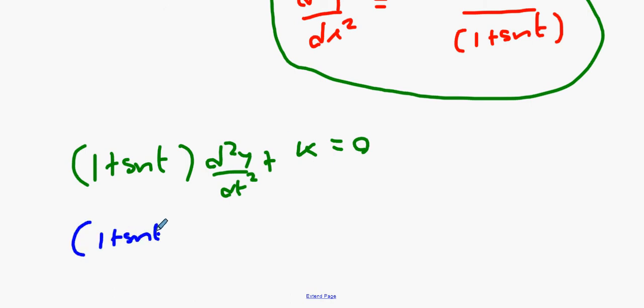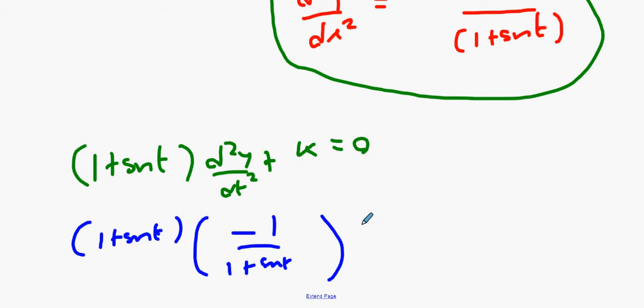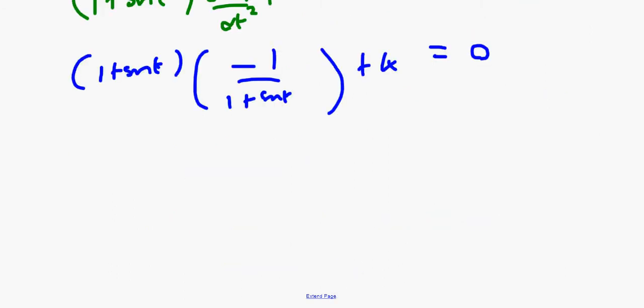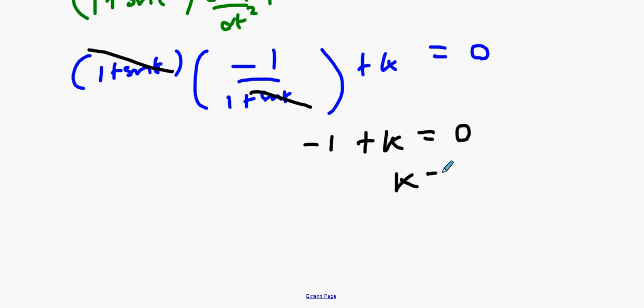Ben, what is the second derivative? Minus 1 over 1 plus sine t. Yeah, and then what happens then? What cancels? 1 plus sine t. And then what's left over? Minus 1 plus k. And then what's k equal to? 1. Alright.